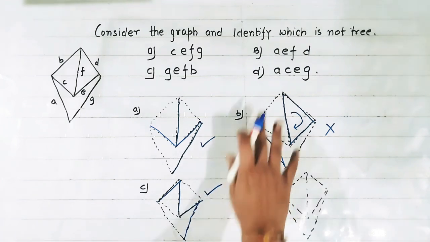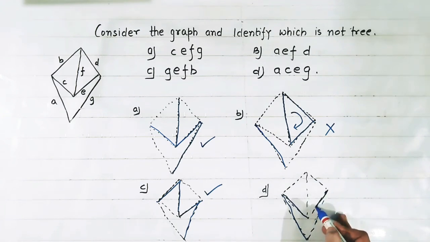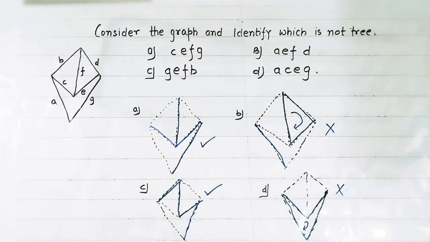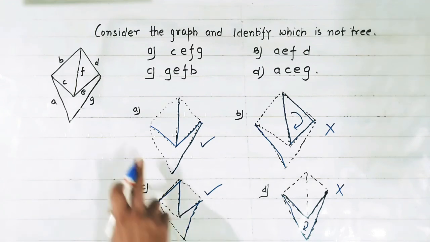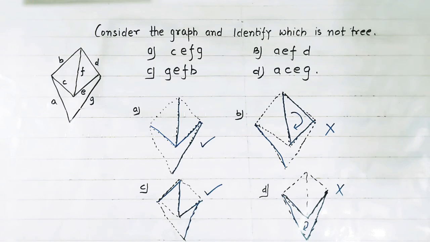Now see this. Here A, C, E and G. Here this is A, this is C, this is E and this is G. We can see that this contains a closed loop. That's why it is not a valid tree of this graph. So options A and C are correct only. Options B and D are not correct because they are not valid trees of this graph.